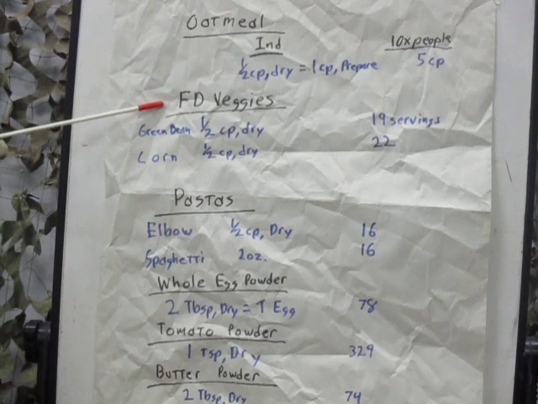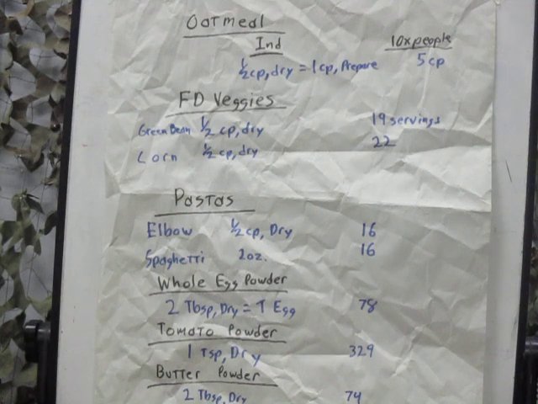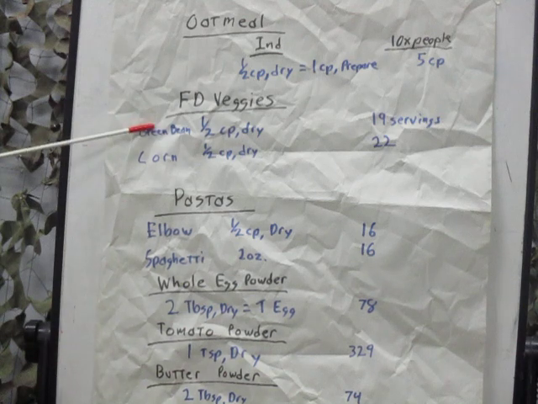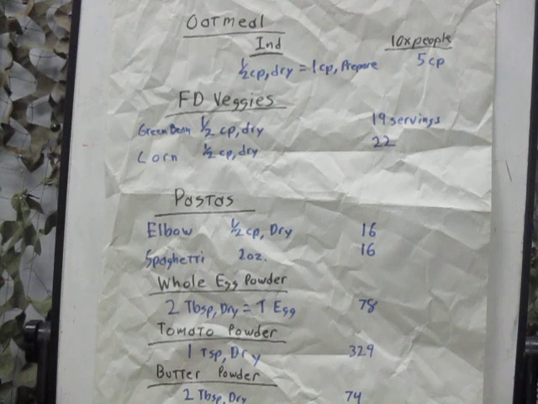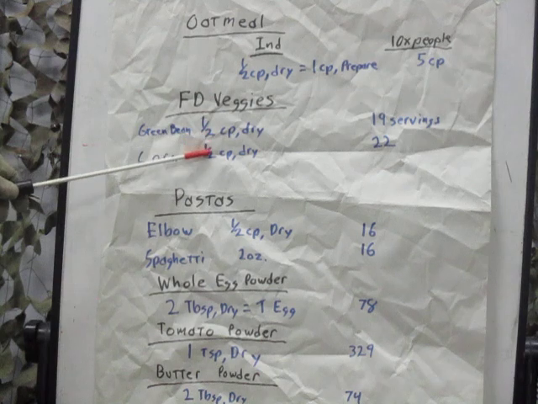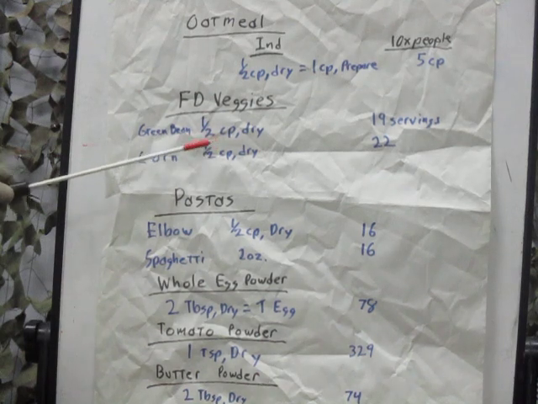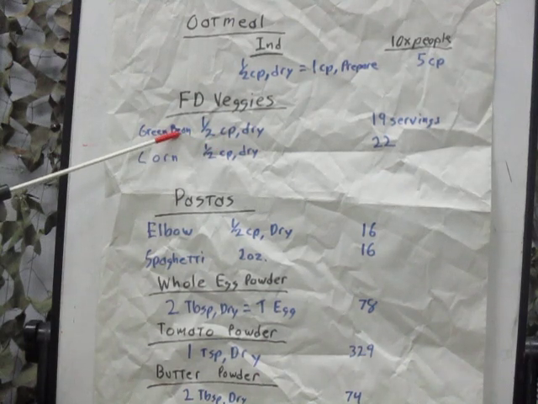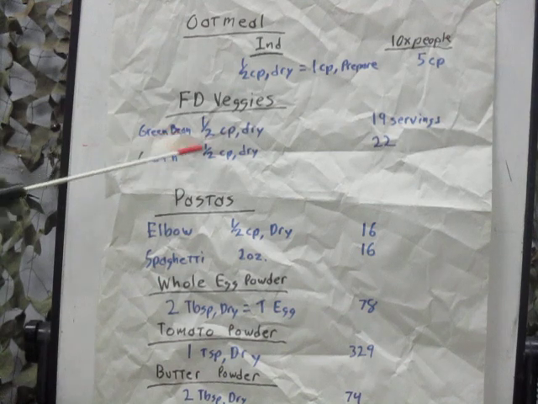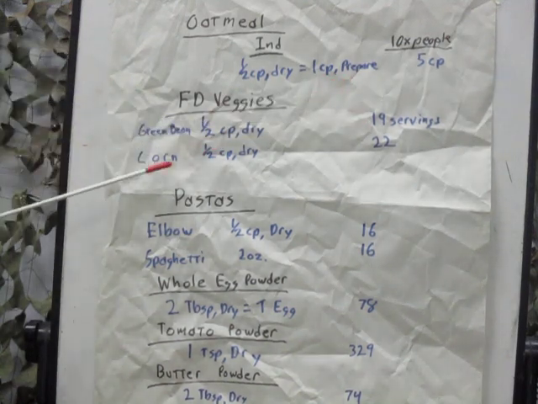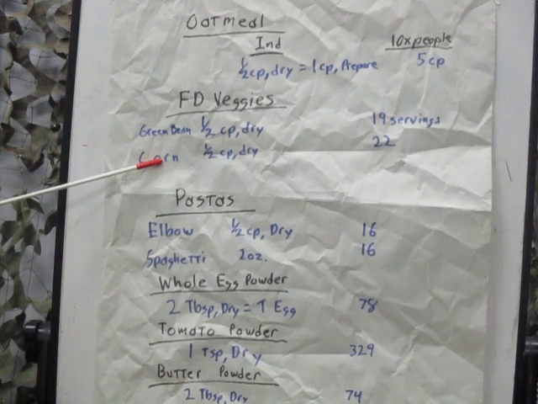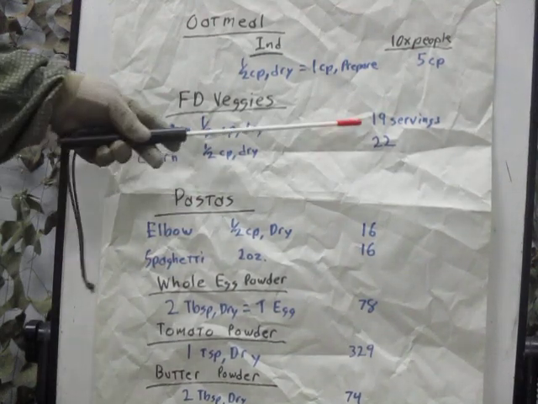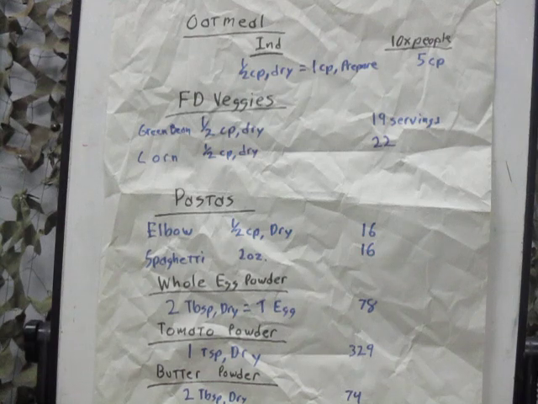Next up, freeze-dried veggies. I only looked up 2 different ones on here, the most common: green beans and corn. These are number 10 cans, your 1 gallon cans. Serving size, dry, is half a cup of each. They estimate that each 1 gallon can of freeze-dried green beans makes about 19 servings. 1 can of freeze-dried corn makes about 22 servings.